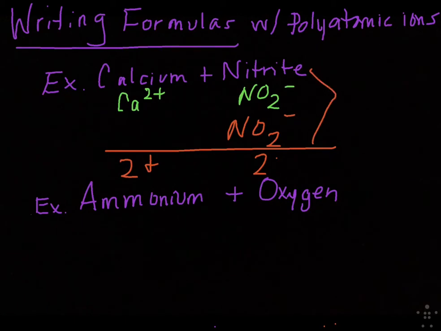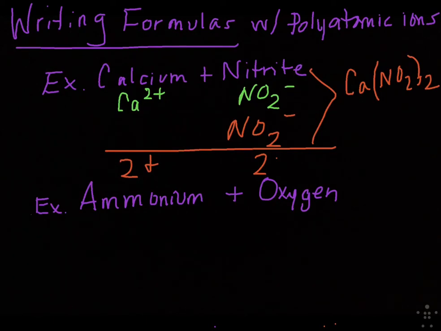Put them together and we're going to get 1 calcium, so no subscript needed. But we need 2 of the NO2s, so the way that we're going to do that is to put it in parentheses to show that we need more than 1. We close those parentheses like that, and we add the 2 on the outside. And that is calcium nitrite.